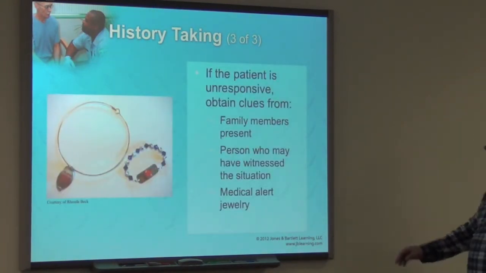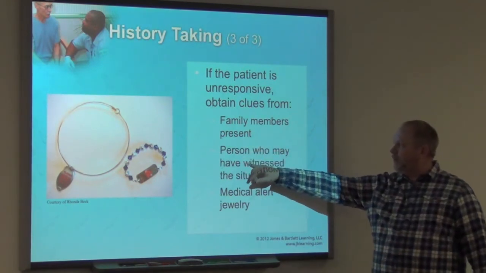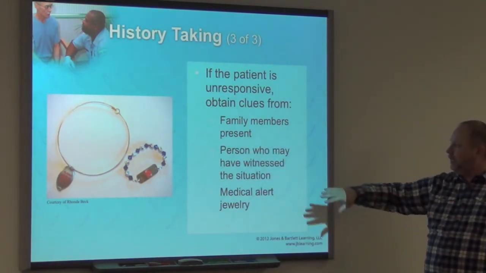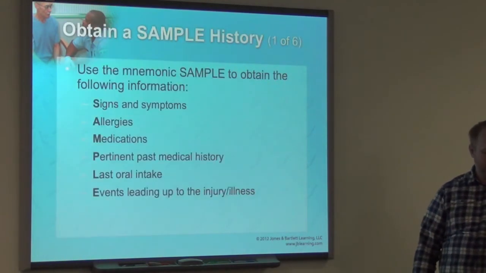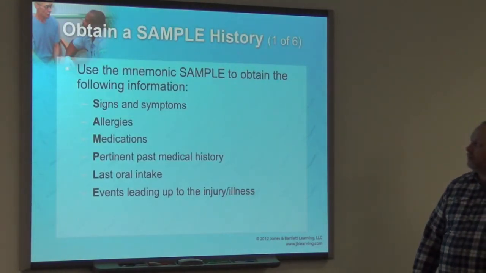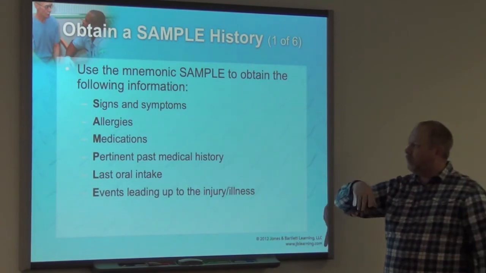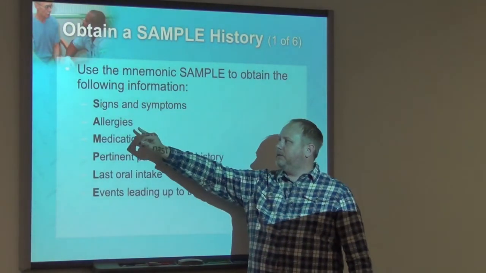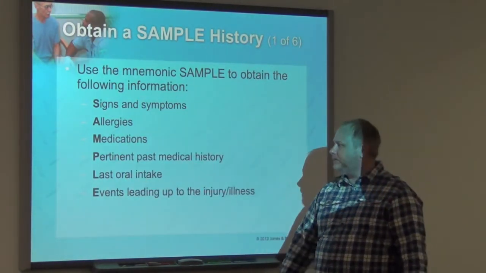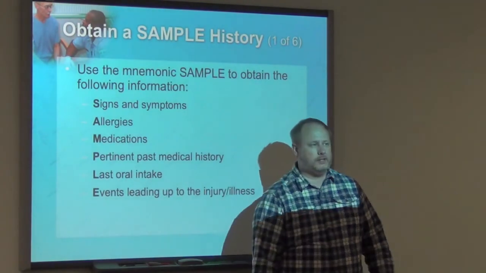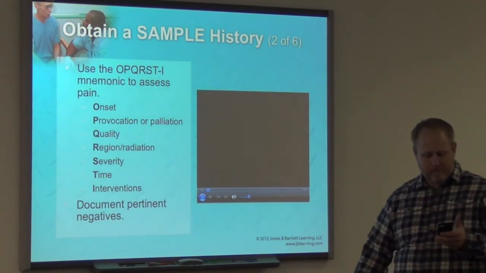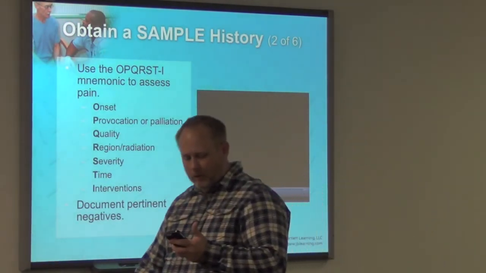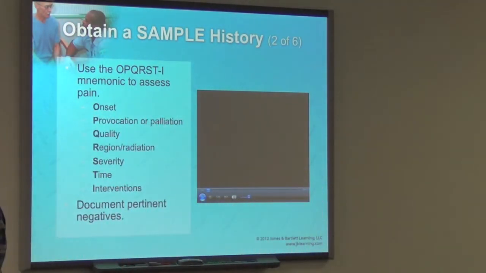If the patient is unresponsive, get clues from family members, medical alert ID, or persons who may have witnessed the situation at hand. And we have the SAMPLE history, and we learned this already, right? Signs and symptoms, allergies, medications, past medical history, last oral intake, events leading up to. We did this before. And we can use the OPQRST to assess the pain. And let's watch this one.